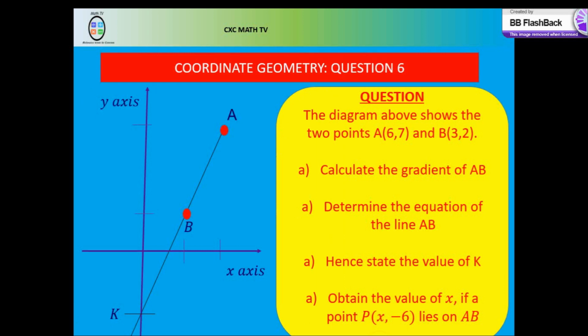Nice. Question 6 now. Pause the video and do this question. It says the diagram above shows 2 points A and B. Calculate the gradient of AB. Determine the equation of the line AB. Then hence state the value of k. And then obtain the value of x that lies on the line AB. Pause the video, answer this question.